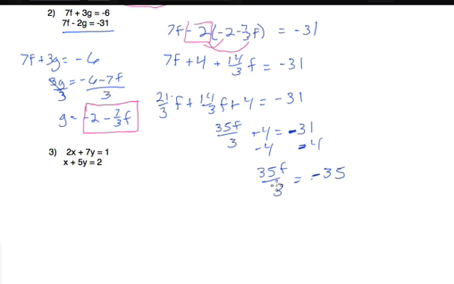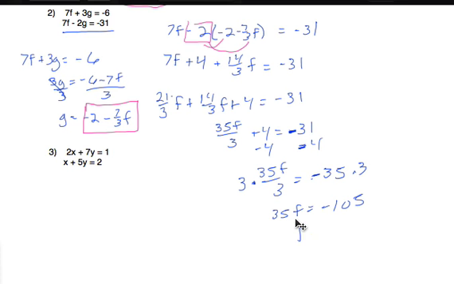Still. So we've got 35 thirds f equals negative 35. We multiply both sides by 3, and we get 35f equals, what is that, negative 105. And then we divide it by 35, and that equals f equals negative 3. So there we go. We know what f is. Now we just need to find g.